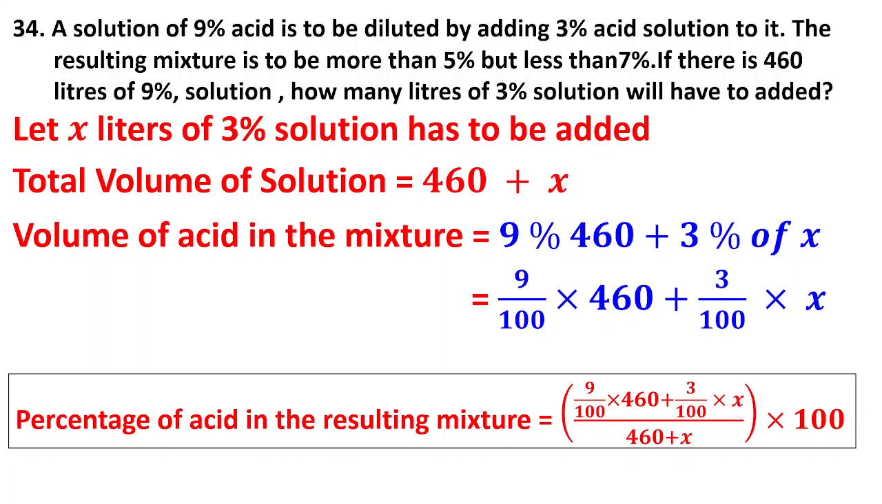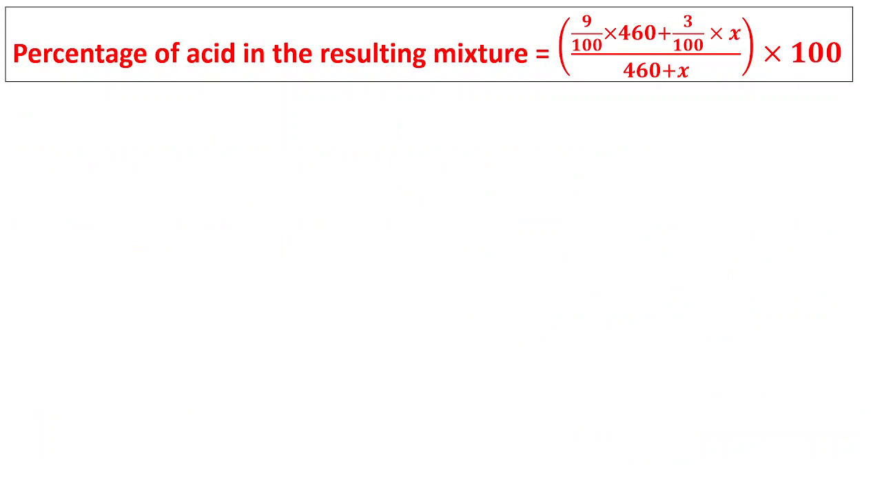Now, we have to convert this volume of acid into percentage. All of you know, divide by the total and multiply by 100. Therefore, I am taking 9 by 100 into 460 plus 3 by 100 into x, and I divide it by 460 plus x, that is the total volume, multiplied by 100. Now this is to be simplified. I have simplified it: (4140 plus 3x) by (460 plus x), by taking LCM and all.